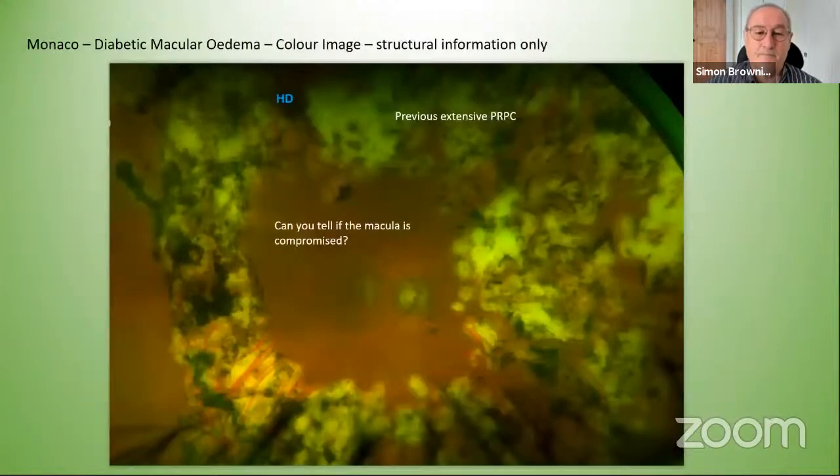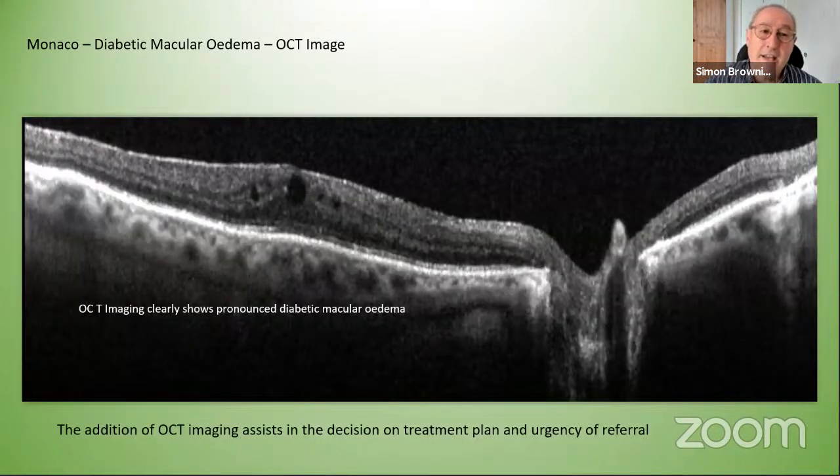Now here's a diabetic here. Obviously had a lot of panretinal photocoagulation in the past. Can you tell if the macula's compromised looking at that color image? I can't. If we look at the OCT image straight away, having been taken at the same time as we took the color image, we can see clearly pronounced diabetic macular edema. This must influence our thinking. It must influence our referral process, and we can refer accurately and timely because of that multimodal approach to that patient.